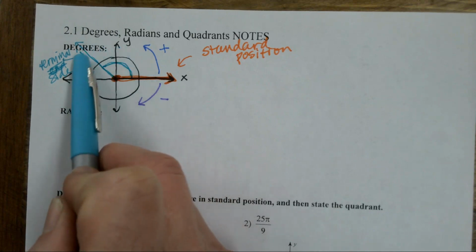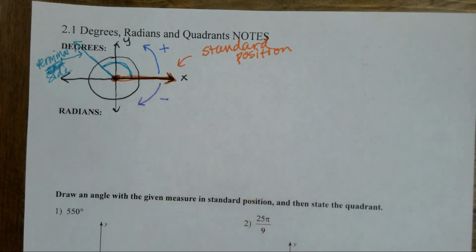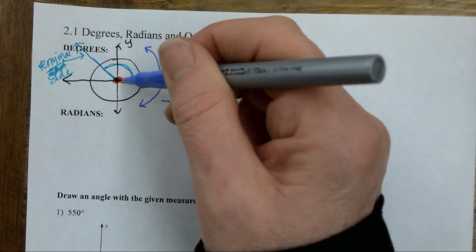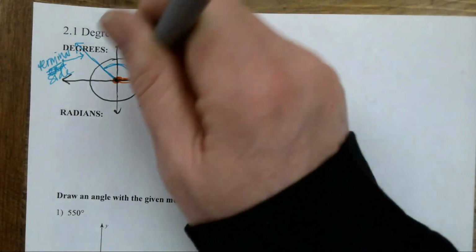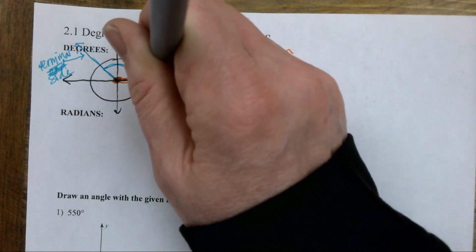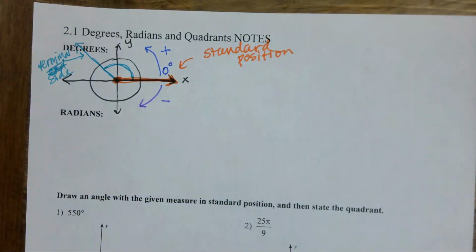And as I move around in degrees, I always think it's fairly obvious just by the shape of the axes that we're graphing on. So my starting place would be at 0 degrees.